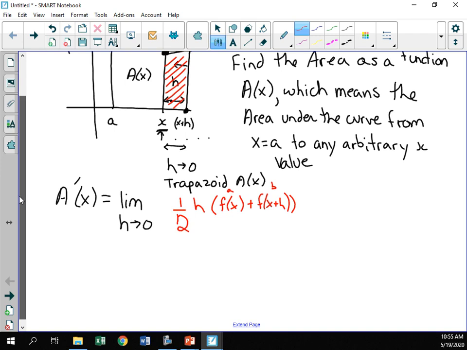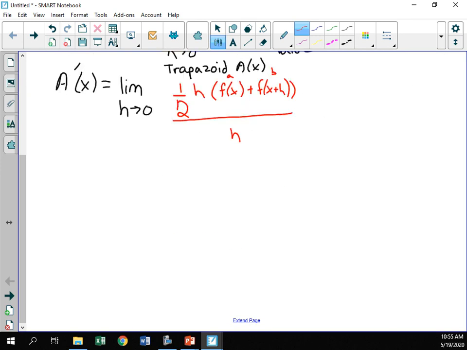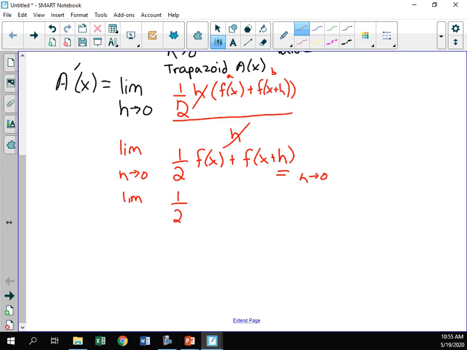Now, to me, as a limit, we divide everything by h. So what's going to happen to my h's? They're going to cancel. So I have the limit as h approaches 0 of 1/2 (f of x plus f of x plus h). Now plug in h approaching 0. So we're going to get 1/2. I don't have to write my limit anymore.